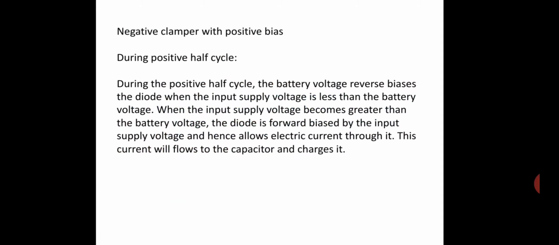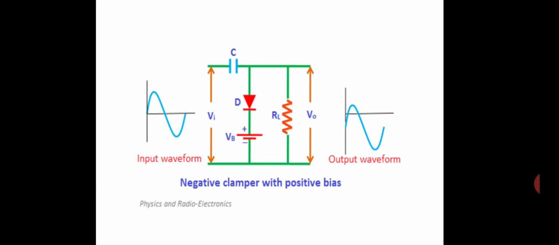Now the negative clamper with positive bias: only the diode position is changed. This circuit is similar to the positive clamper with positive bias, only the diode connection is reversed, because the diode and battery are connected in reverse position, so it is called negative clamper with positive bias.